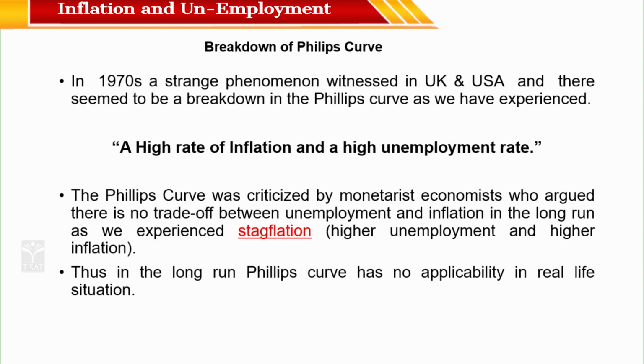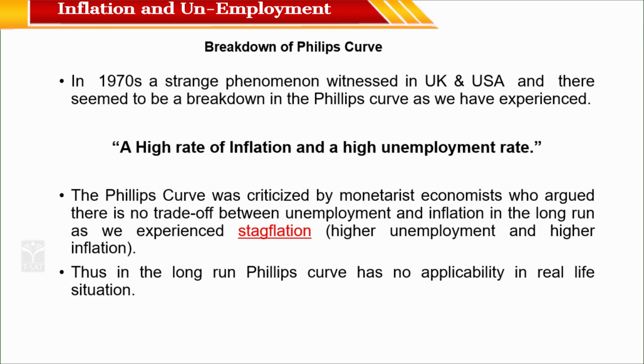But subsequently, in the 1970s, some other tendency took place in most of the advanced nations, especially in the United Kingdom and USA. During that period, a new phenomenon emerged. What is that new phenomenon? In the 70s, a strange phenomenon was witnessed by the United Kingdom and USA, and there seemed to be a breakdown in the Phillips curve as he had explained.